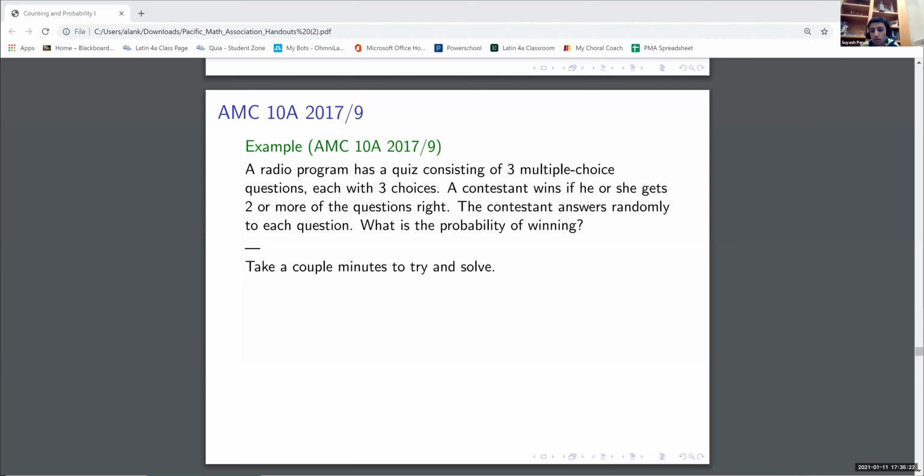So that's another important concept in probability. Sometimes you need to divide it into cases. In this problem, you need to divide it into cases where they get 2 questions right or they get all 3 questions right. And then in the end, you can add up the probabilities together.